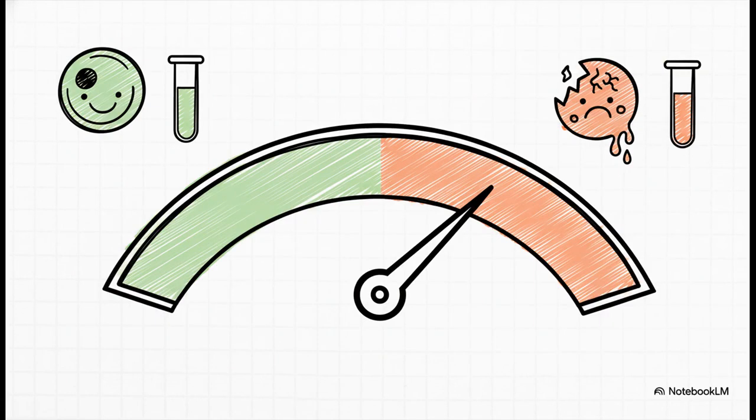So the basic idea here is pretty simple. Generally speaking, low levels of AST are what we want to see. That's considered normal. It means the enzyme is staying inside your cells, just like it's supposed to. High levels, on the other hand, may indicate that there's a health issue because it means something is causing those cells to release the enzyme.